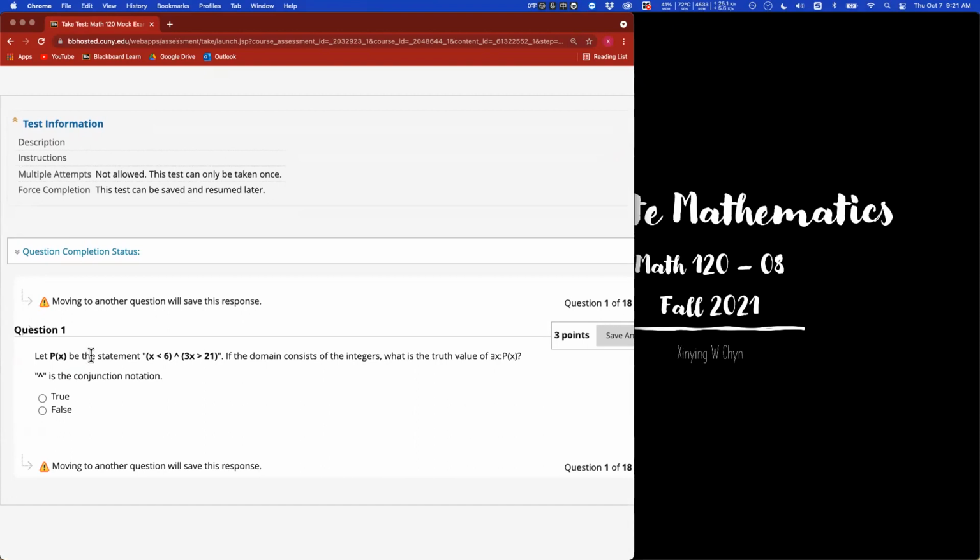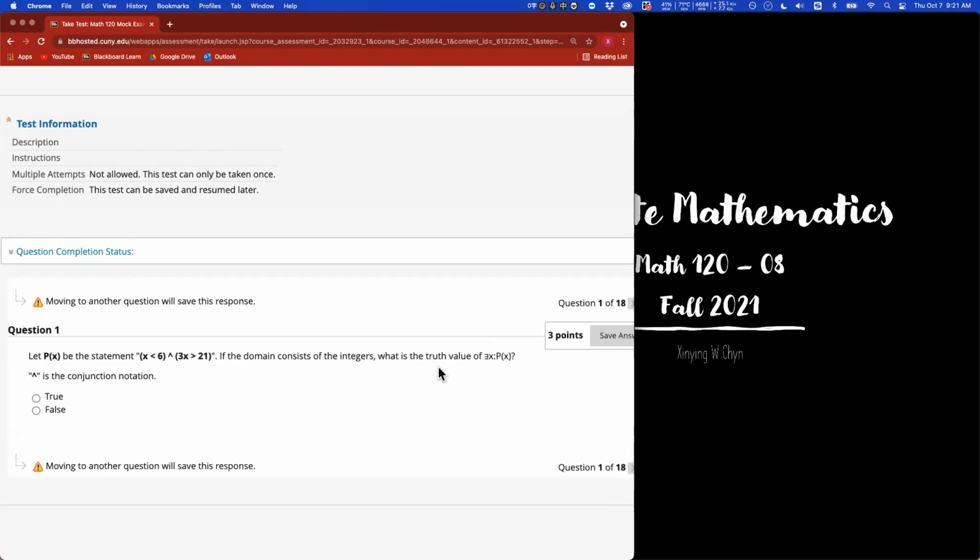Okay. So here's a true false question. It's asking about a propositional function, and you want to check for there exists x, where the domain consists of all the integers. And you want to check, does there exist an integer x so that your propositional function is true.